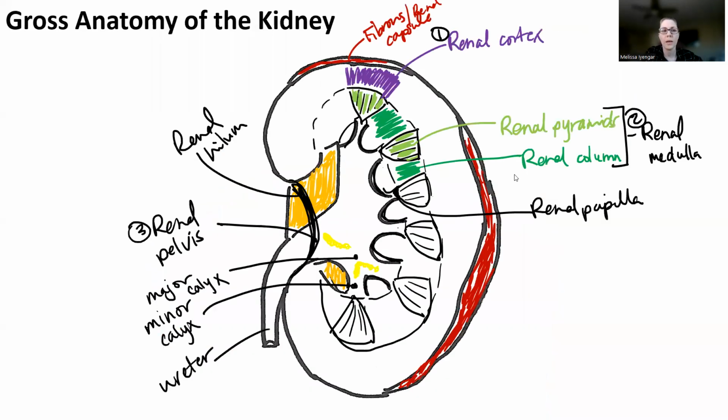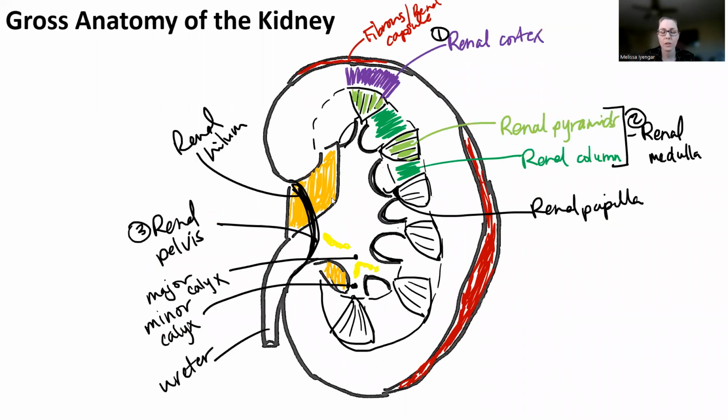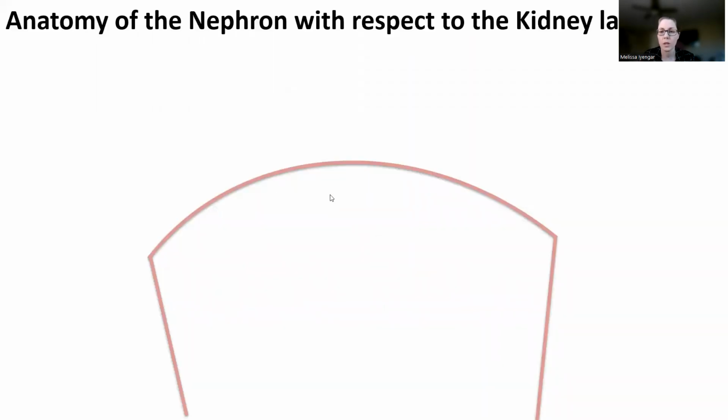All right, so we looked at the gross anatomy of the kidney. I'm sorry, I stopped it for a minute thinking, oh, maybe I should go back over this again, but no. Now what we're going to do is look at the functional units of the kidney, and these are the nephrons, okay?